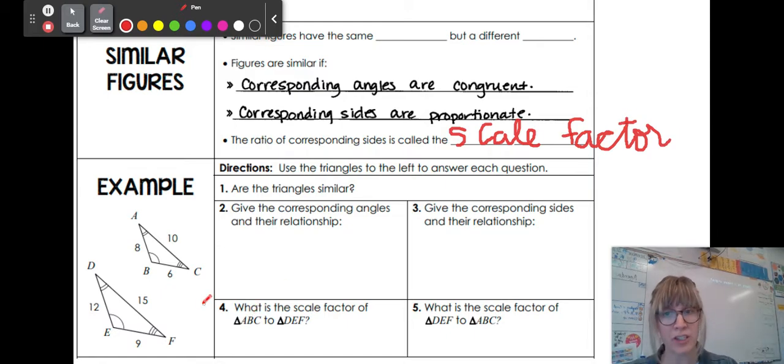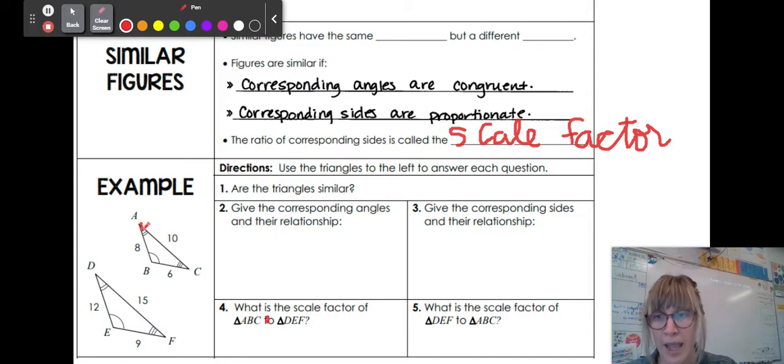So the scale factor here, we could then say, as we look at this triangle, it says, what's the scale factor of triangle ABC to, we could think of it like a comparison to triangle DEF. So the information from triangle ABC is going to come first because it's represented first in our proportion. So what is the scale factor of ABC? Well, let's pick a side. So the ratio of corresponding sides.